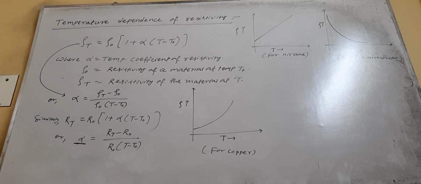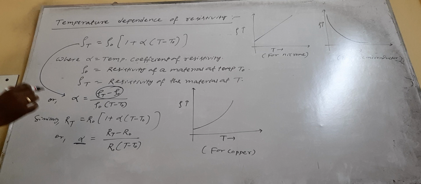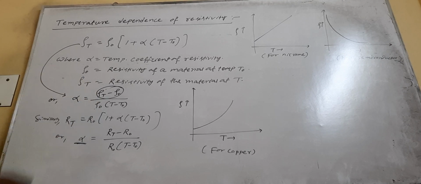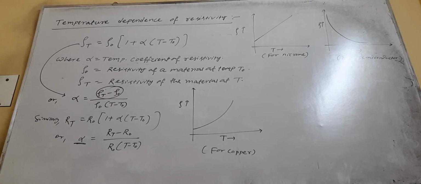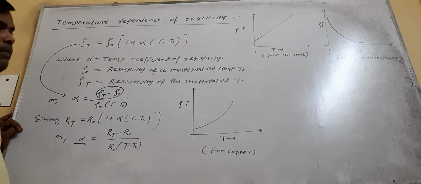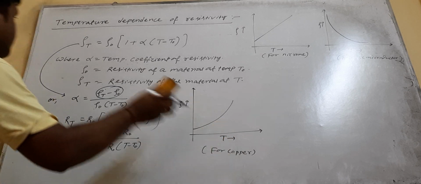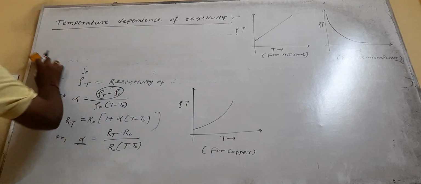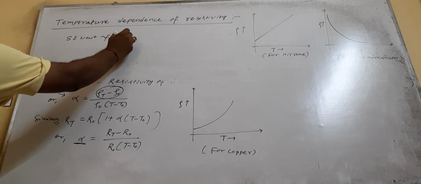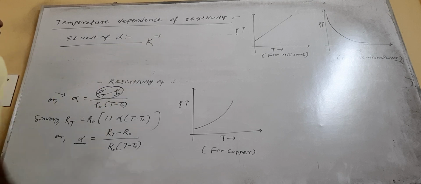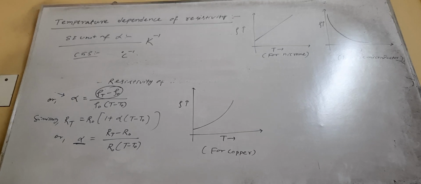So what is the unit of alpha? You need to remember, alpha is the change in resistivity per unit original resistivity. The resistivity units cancel. That is, the unit of alpha will be 1 by temperature unit. The SI unit of temperature, you know, is Kelvin. So the SI unit of alpha will be Kelvin inverse, and in CGS it is degree Celsius inverse.